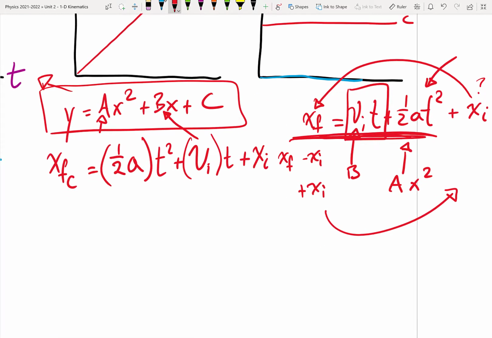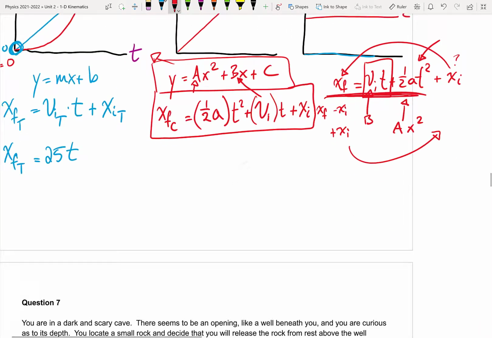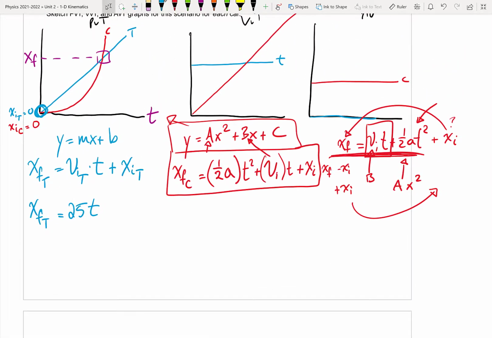So this is our quadratic function from the kinematic equations. We've just reordered it to put it in the order of the way you expect to see a quadratic function, with the highest order term first, that's the t squared, then just the t, then the constant.